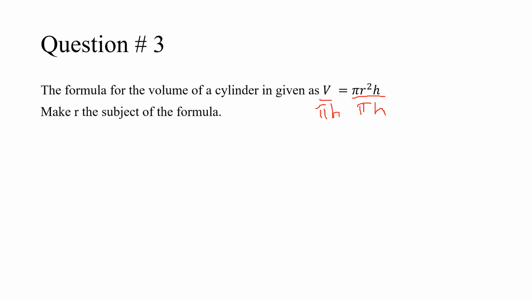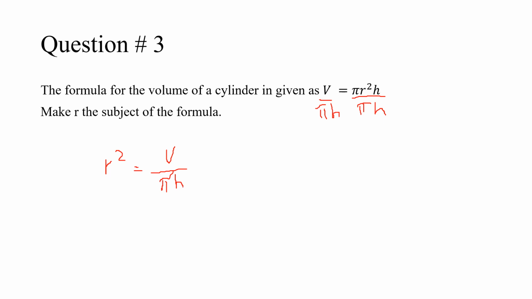So this would leave me, reshuffling my answer one time, with r squared is equal to V. I just put in my answer on the other side. V over pi h. So r squared is equal to V over pi h. And again, don't get confused. Whatever was here, I just put it on this side, and this here, I put it on the other side, right? So then we have r squared is equal to V over pi h.